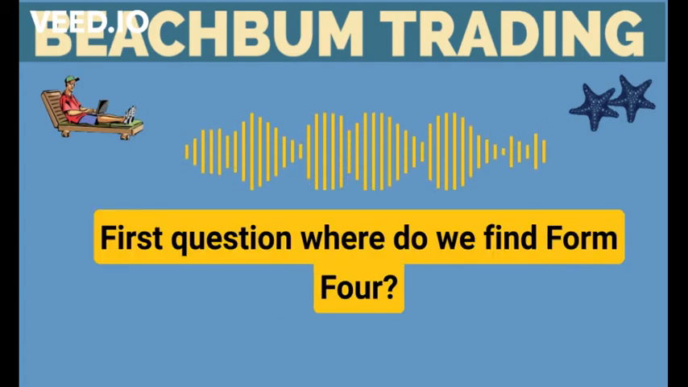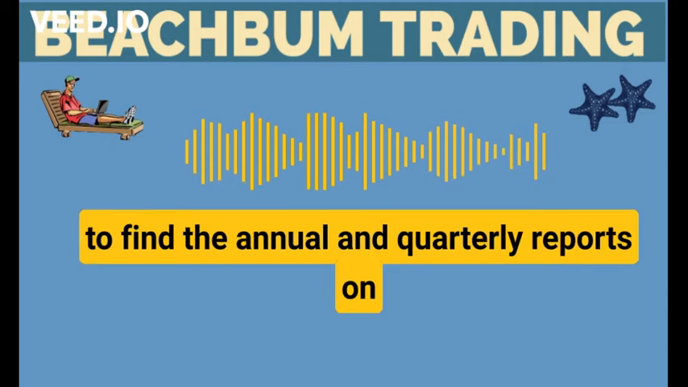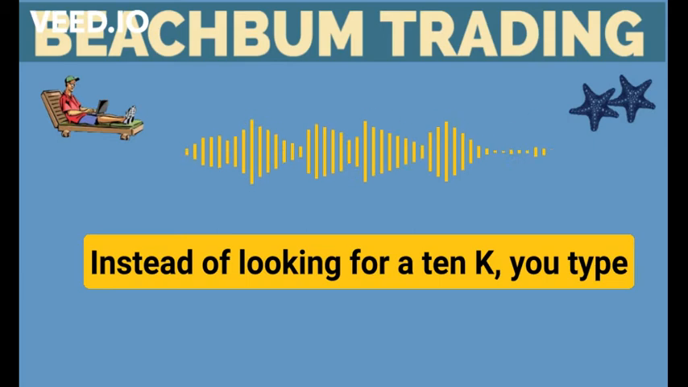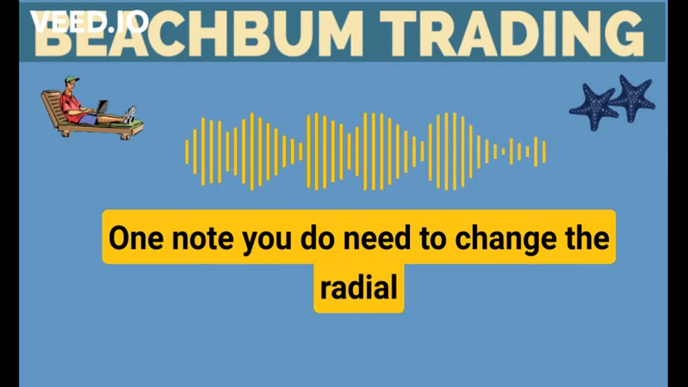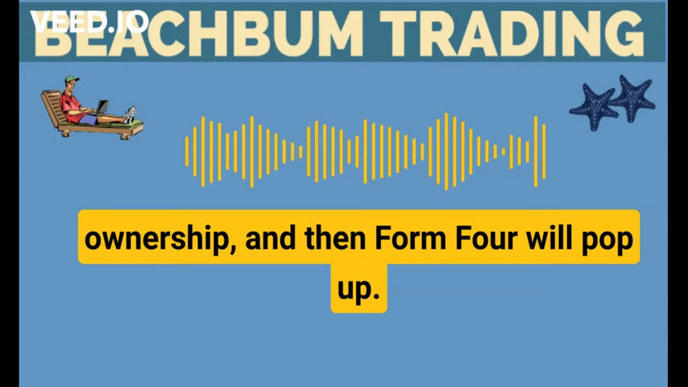First question, where do we find Form 4? Good news. The exact same place you go to find the annual and quarterly reports on the EDGAR website through the SEC. Instead of looking for a 10K, you type in a 4 and then hit search, and voila. One note, you do need to change the radio dial in the middle of the page to include ownership, and then Form 4 will pop up.